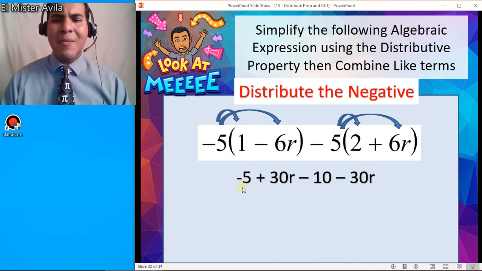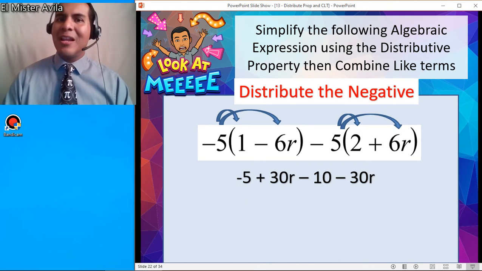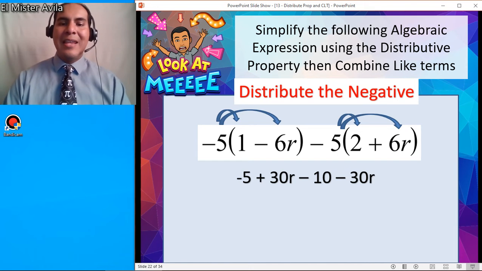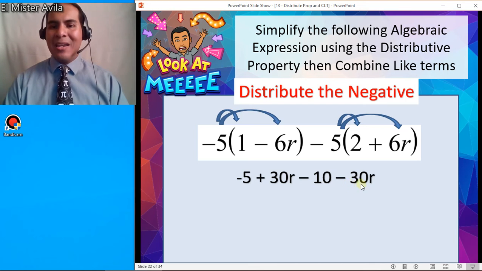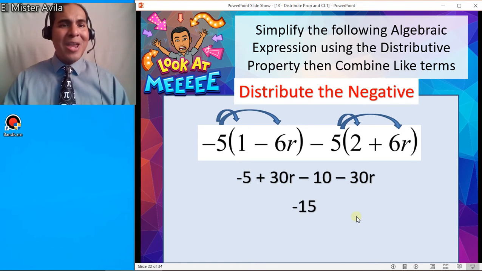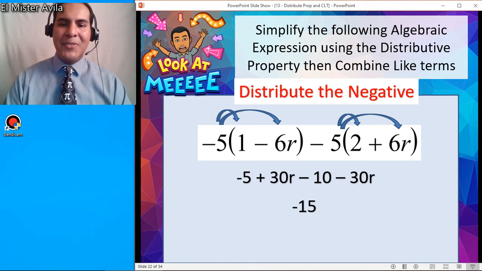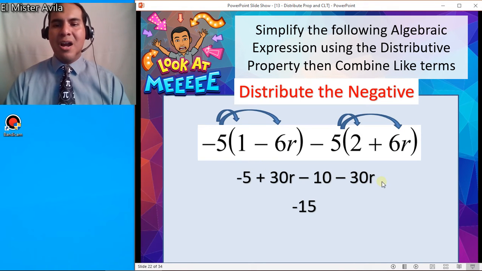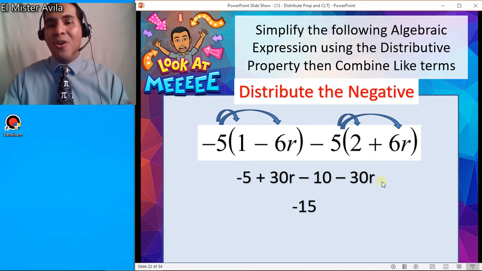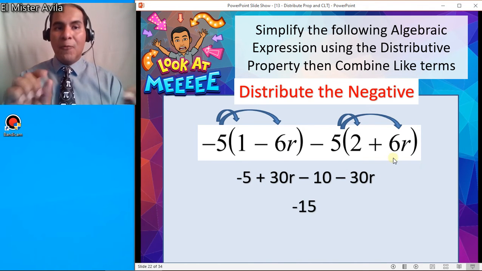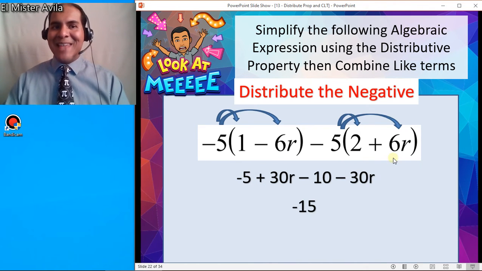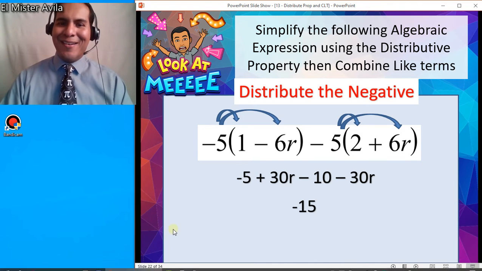Negative 5, who does that combine with? Hopefully you see that it combines with the negative 10. Negative 5 minus 10 is negative 15. And 30r minus 30r is 0, so we actually don't even write it. We just end up with negative 15. 30r minus 30r gives us 0r, but we don't write 0r. That means there's nothing left. So we just write negative 15. Okay, hopefully you saw how we distributed the negatives, because now it's your turn.